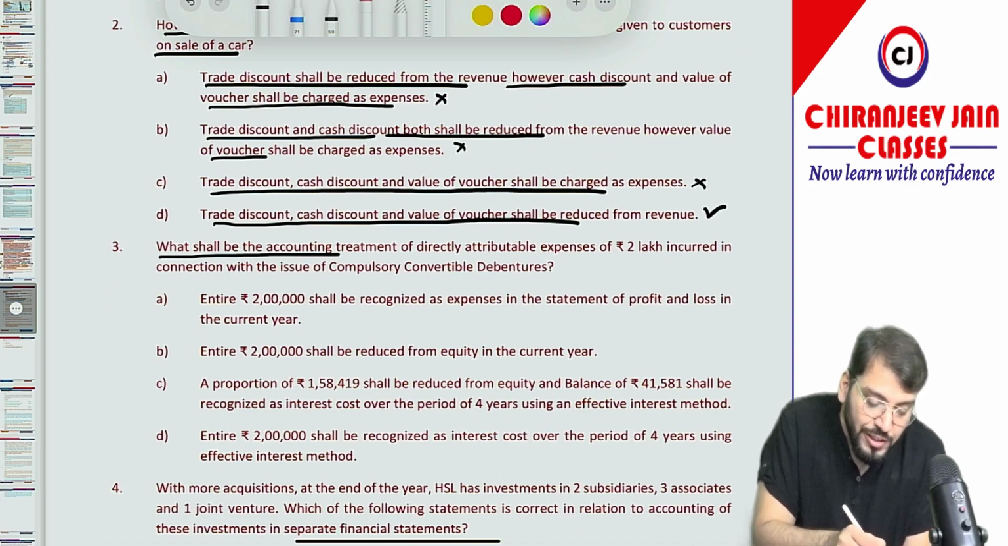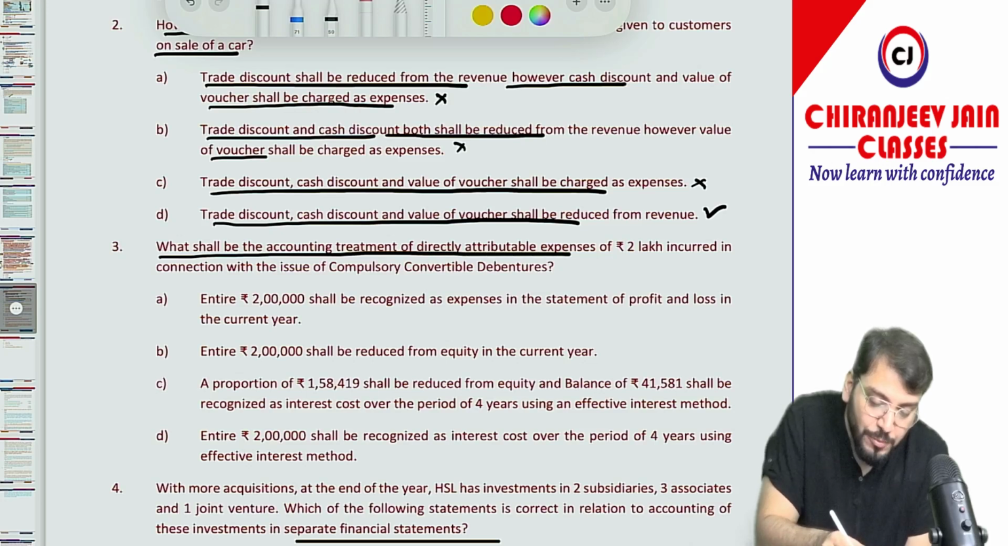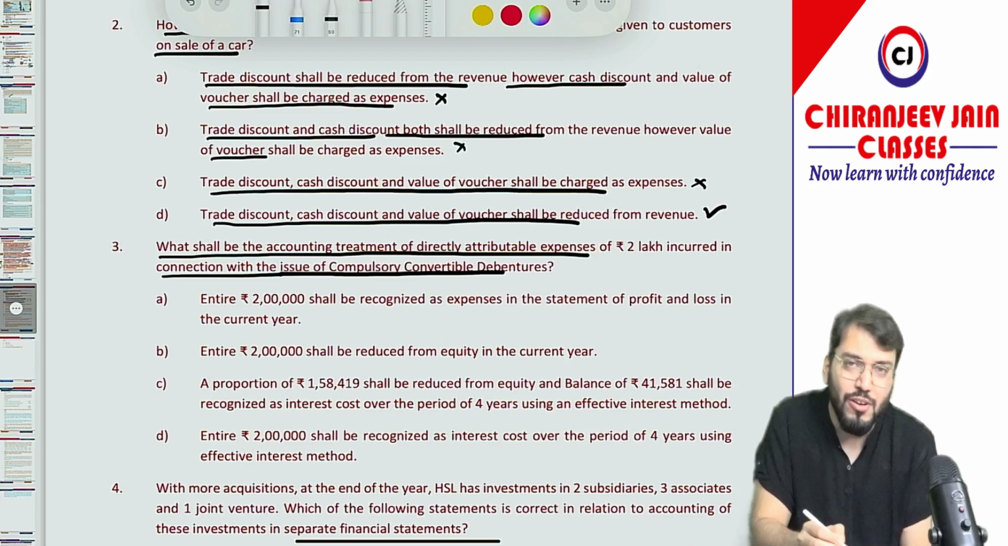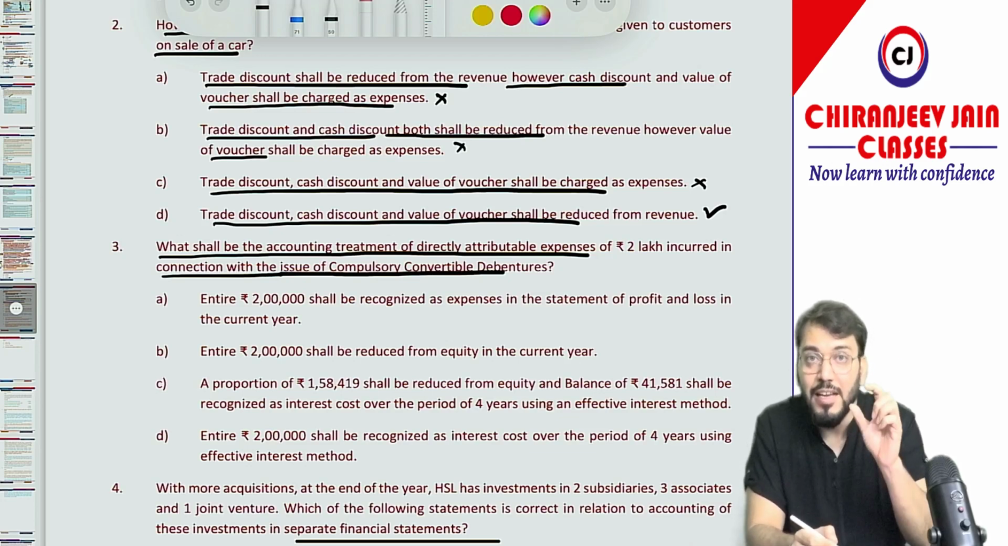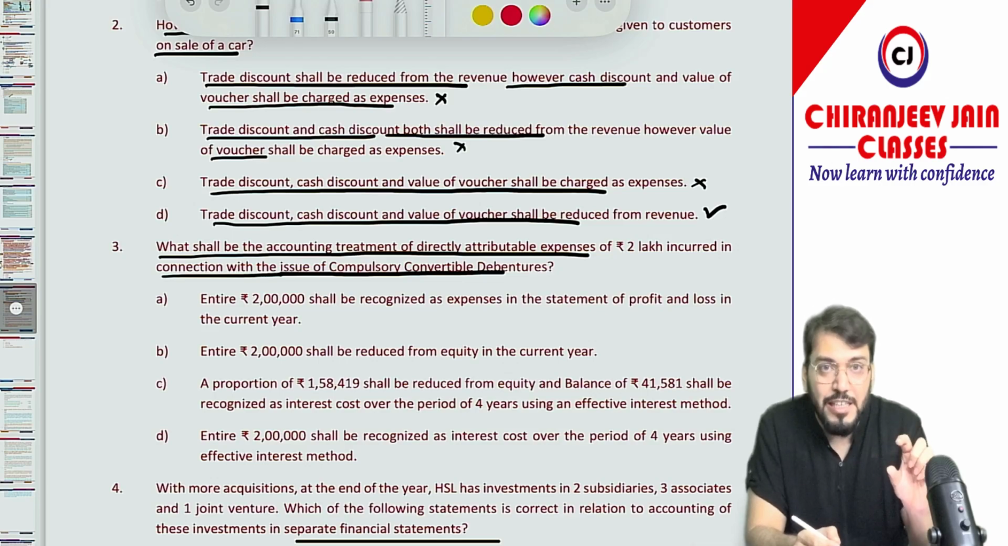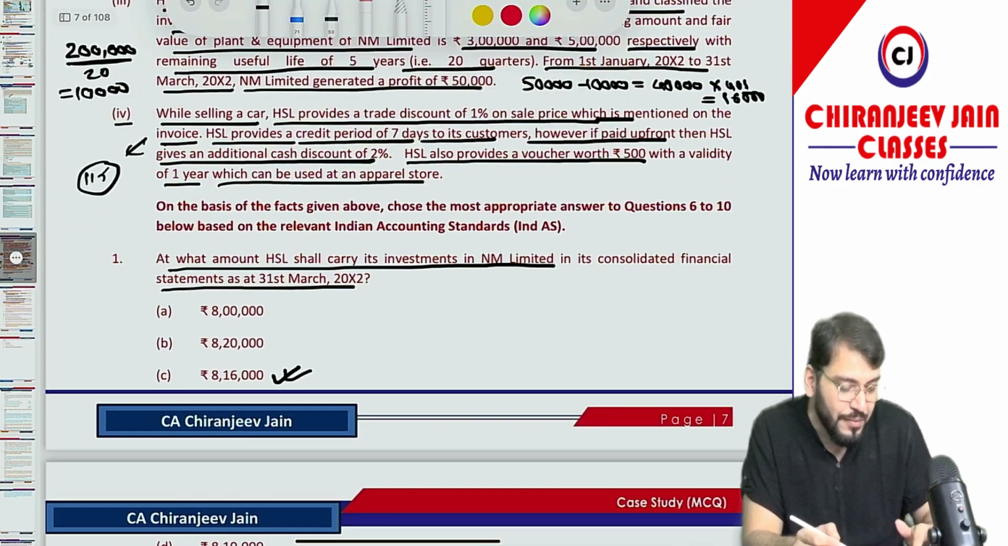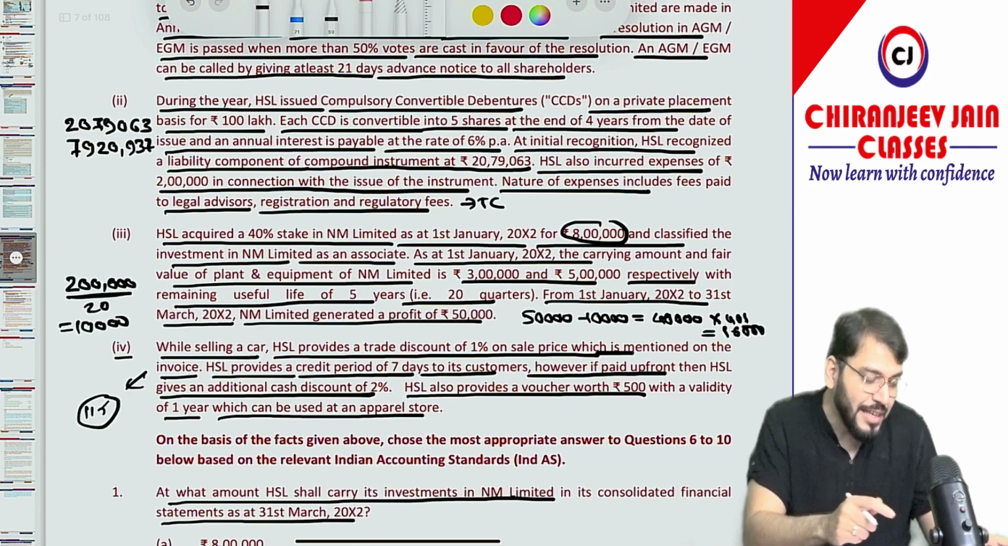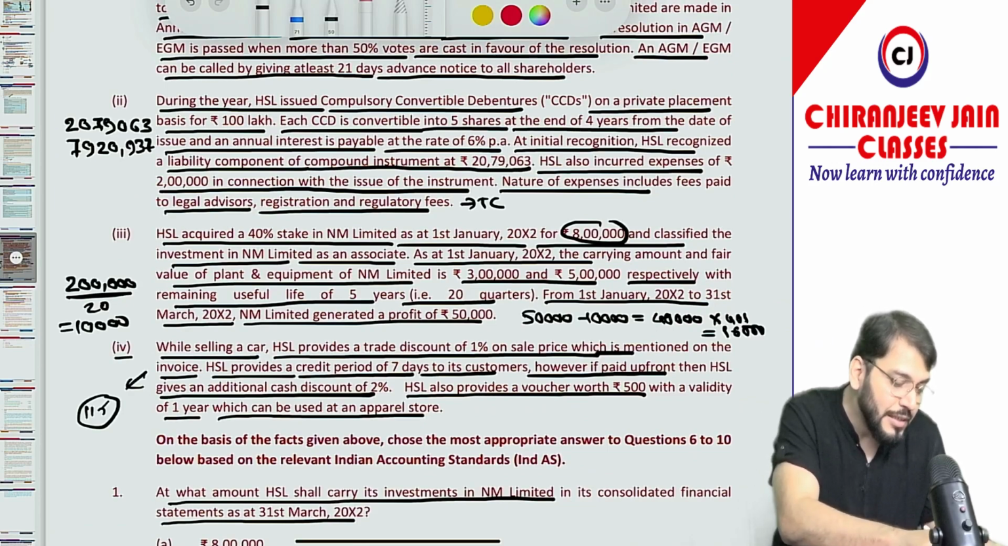What shall be the accounting treatment of directly attributable expenses of 2 lakh incurred in connection with the issue of compulsory convertible debenture? Already I have said that 2 lakh will be allocated in the ratio of fair value of liability component and equity component. So what was the fair value? You can see this was the fair value. Let us allocate once. So 2 lakh into 20 lakh, 79,063 divided by total, which is 100 lakh.